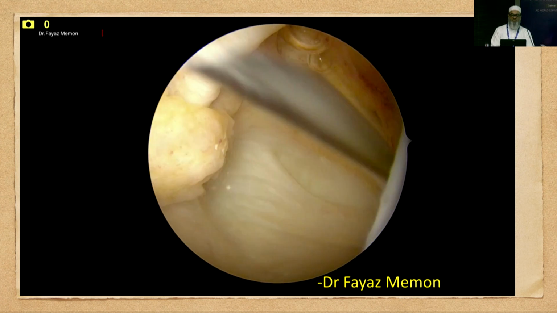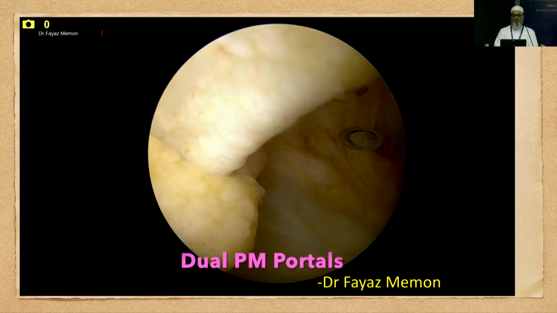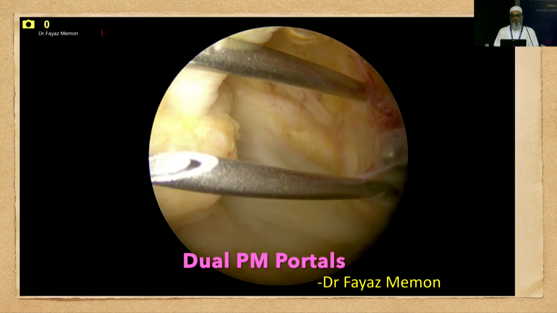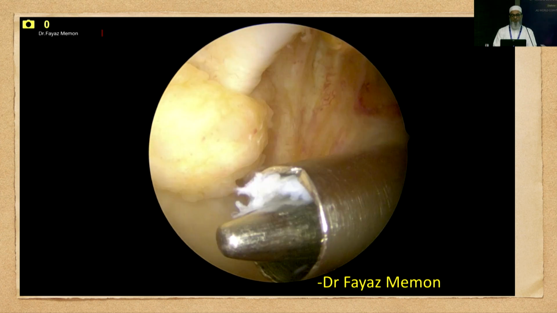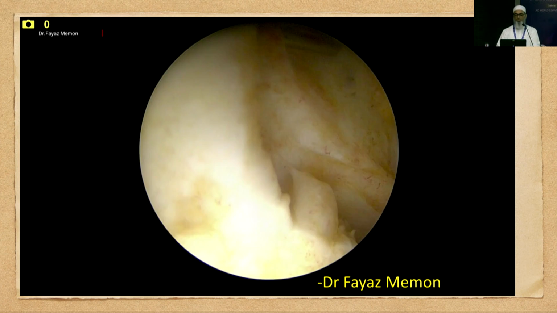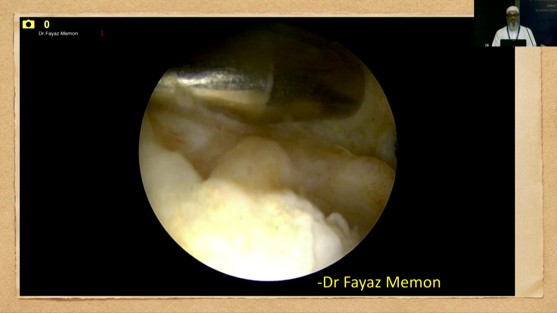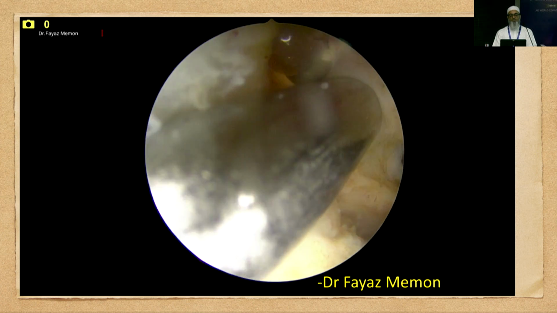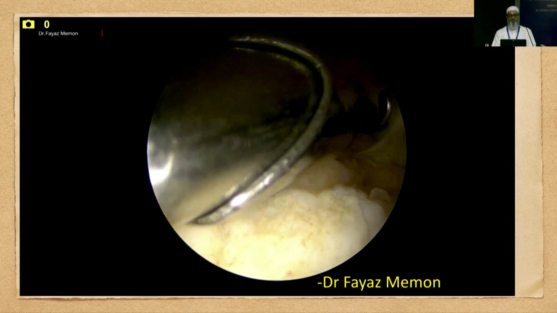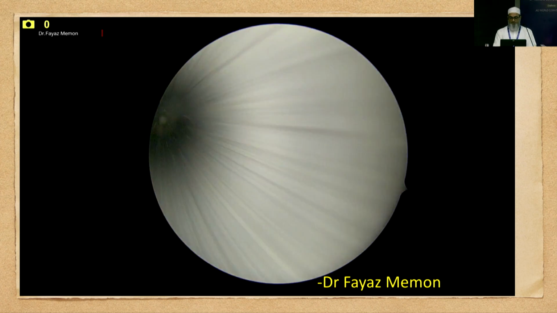Once you visualize the posteromedial capsule, make 2 posteromedial portals, one superior and one inferior. The inferior one is utilized for instrumentation where we put the 8.5 millimeter cannula, and the superior one we use our regular inflow cannula for visualization. Remember, superior is for eyes.